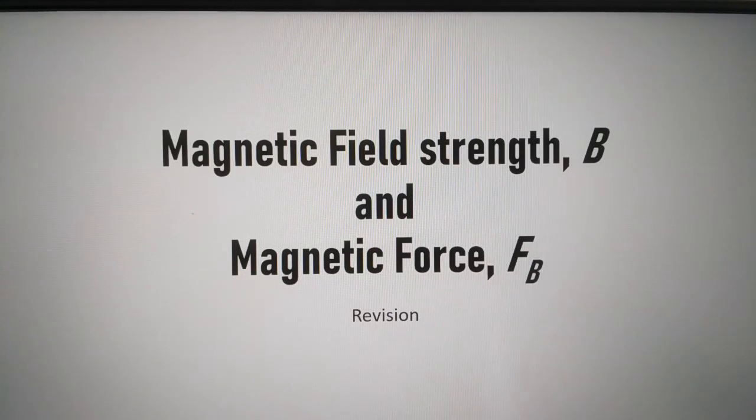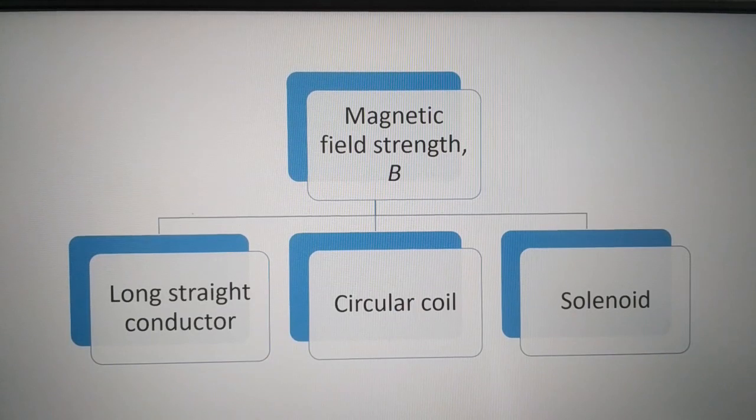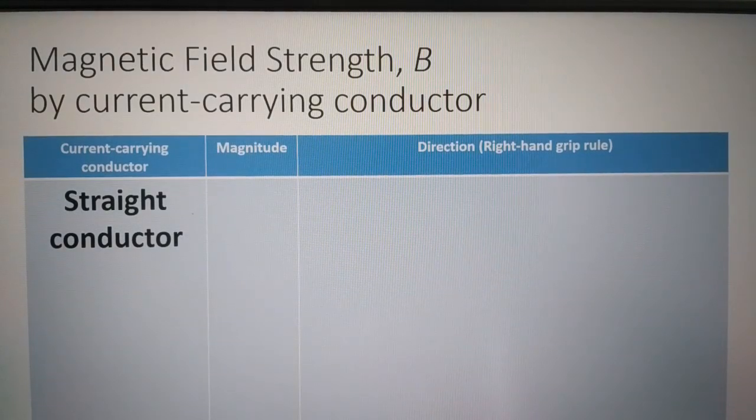So let us begin with magnetic field strength. As you all know, magnetic field strength can be produced by a current carrying conductor. And there are three types of current carrying conductor that we're going to study today in your syllabus. The first one is long straight conductor. The second one is circular coil. And the third one is solenoid. Okay? So let us start with the first one, magnetic field strength by long straight conductor.